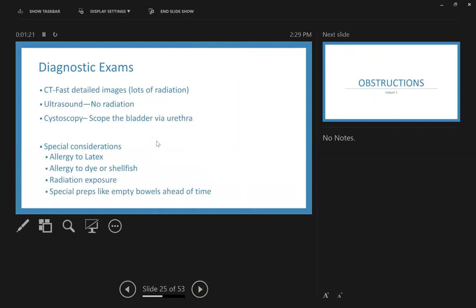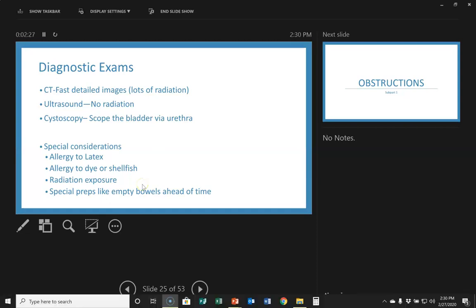All right, another one, CT. It's a fast, detailed radiation, which can reveal structures very quickly, and stones and things like that. Ultrasound, no radiation. There is some limitation to what we can visualize here, but we can still see some stones or other different obstructions. Cystoscopy, this is where a tube is inserted through the urethra into the bladder in order to visualize the bladder. There is a camera on there.